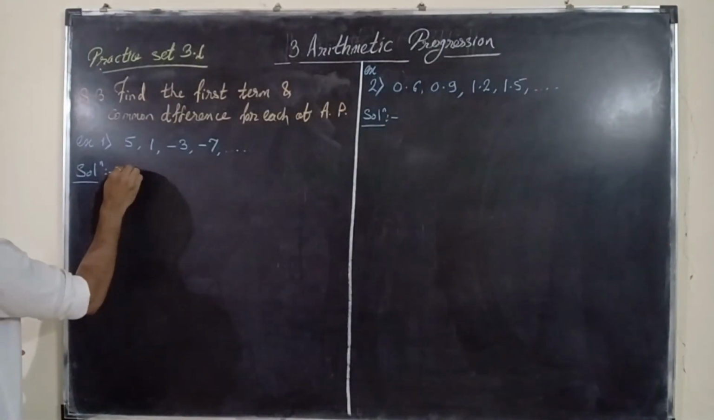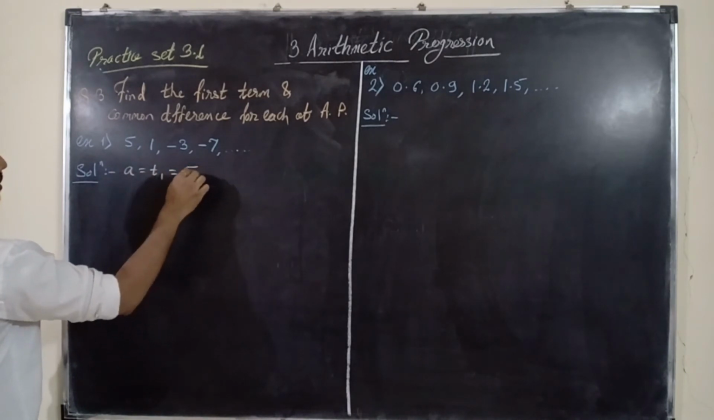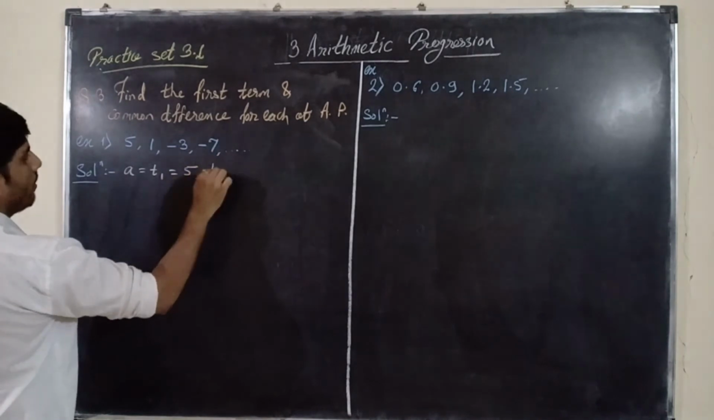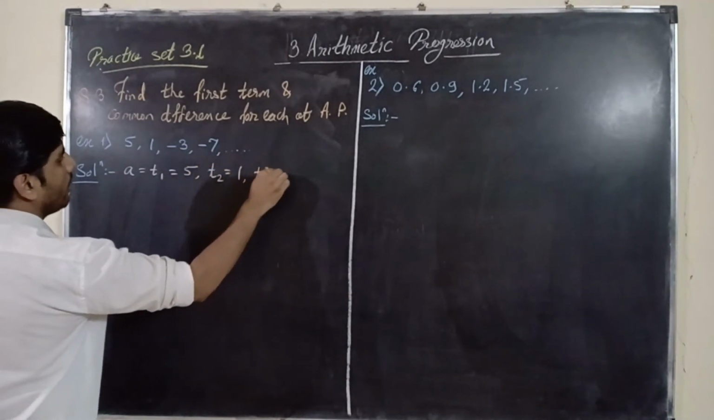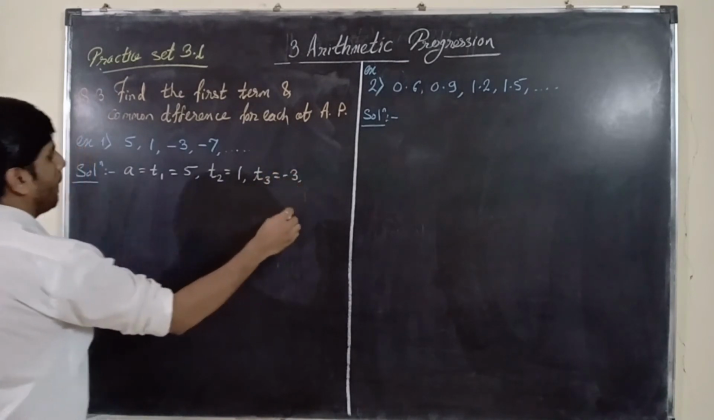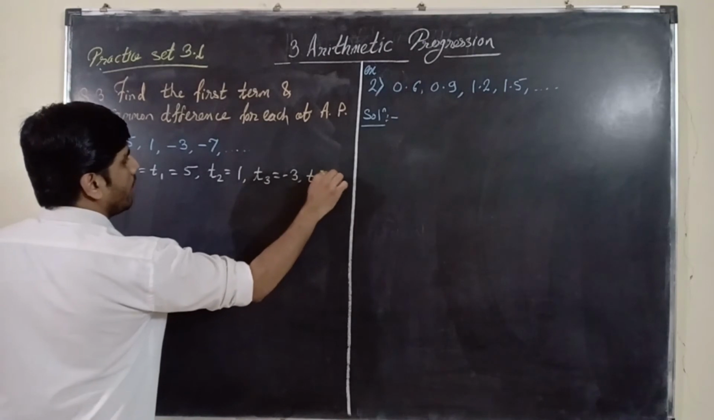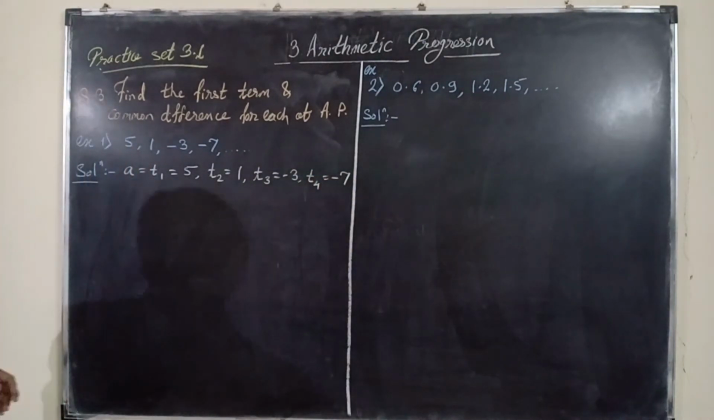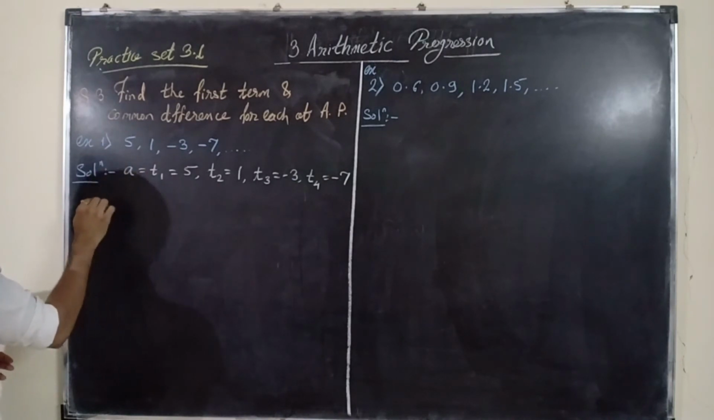Obviously first term A, which is also called as T1, is 5. Now here T2 is 1, T3 is negative 3 and T4 is negative 7. Now we will find common difference.